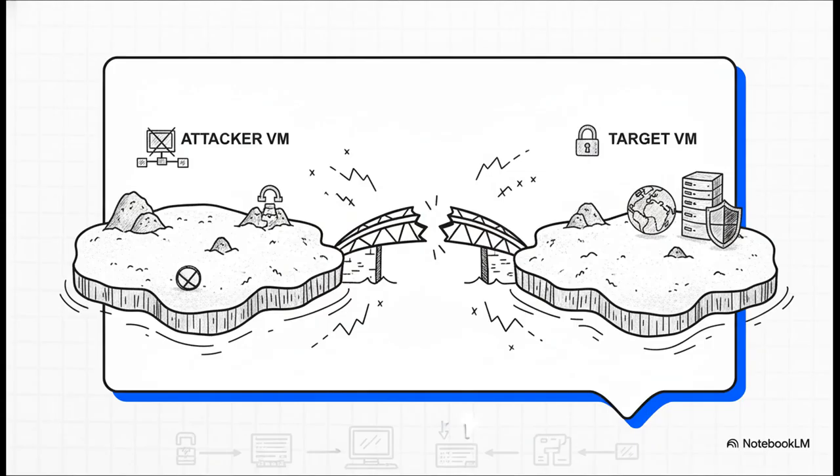One VM is on the host-only island. The other VM is on the NAT island. You've literally built 2 separate worlds, and you're standing on the shore wondering why they can't talk to each other. Your tools aren't broken. Your entire lab's architecture is.